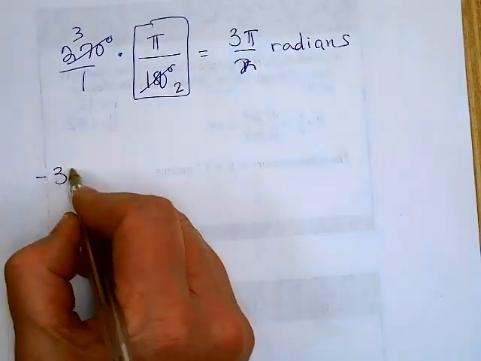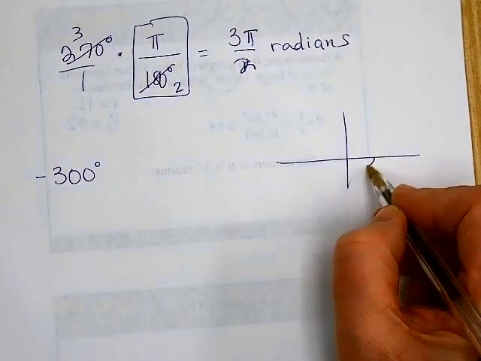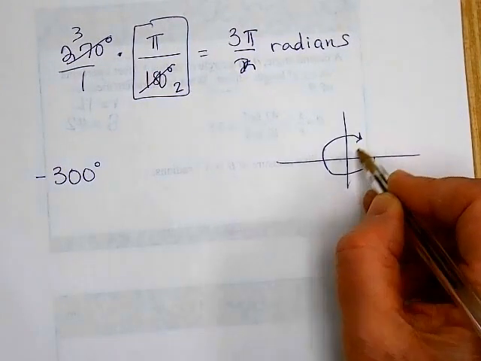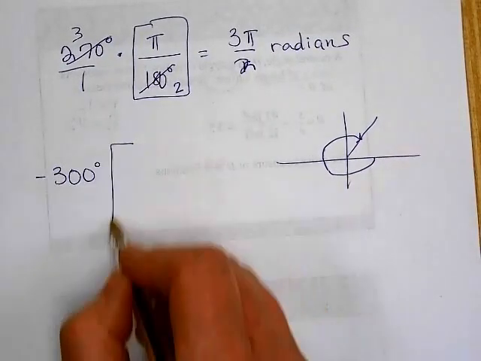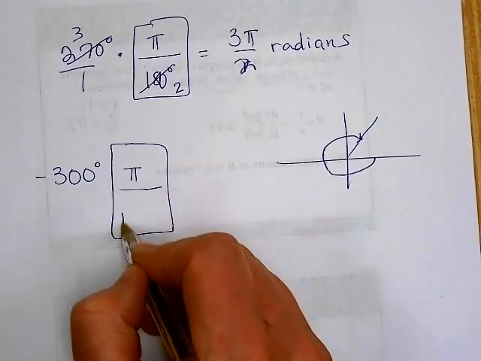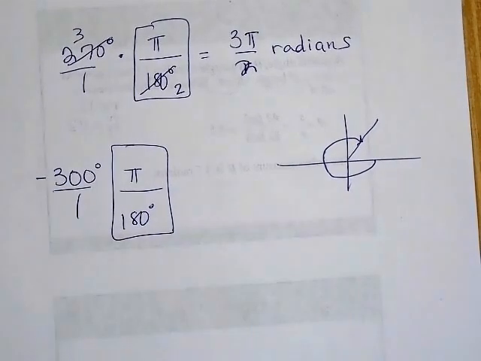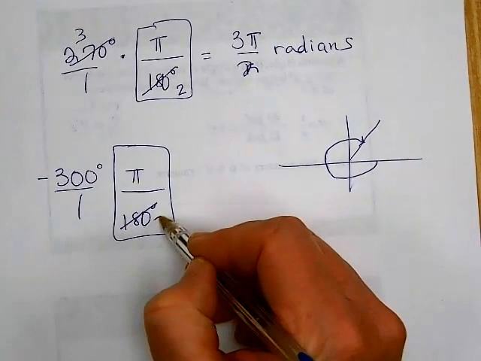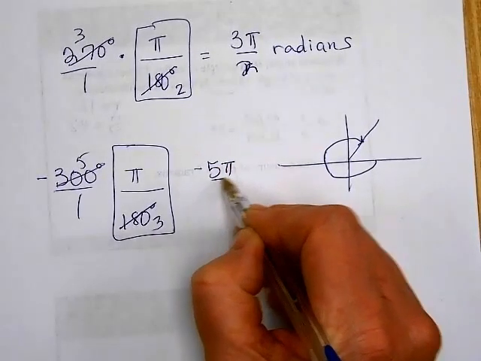What if I have negative 300 degrees? Negative 300 degrees would be an angle that went backwards about that far, 300 degrees backwards. And you convert it the very same way, pi over 180. Let's see, what goes into 300 that also goes into 180 is 60. Goes in there 3 times, goes in there 5 times. So that's negative 5 pi over 3.